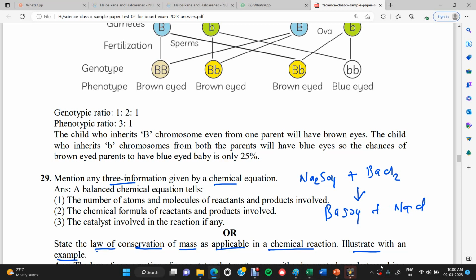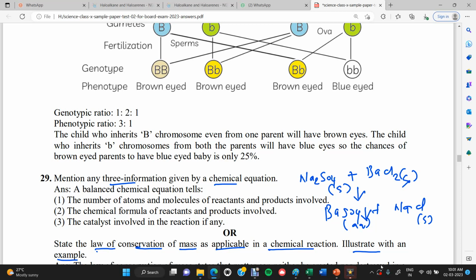So if you check here, the sodium sulfate is in solid state, and barium chloride is in solid state, and barium sulfate will be a white precipitate. Sodium chloride is dissolved in water, right? So in the reactant side both are solids, but in the product side, it has been converted into one aqueous and one solid.